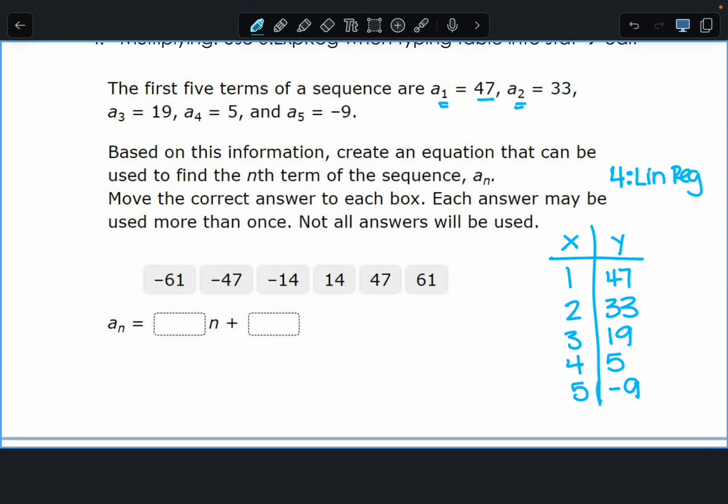Always do stat edit. And when you go to stat calculate, you use number 4. Okay?